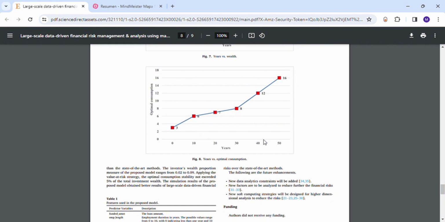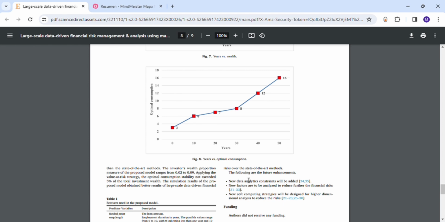We have the graphics here than the state-of-the-art methods. The investor's well-proportioned measure of the proposed model ranges from 0.02 to 0.09. Applying the value at risk strategy, the optimal consumption stability does not exceed 5% of the total investment wealth. The simulation result of the proposed model obtained better results of large scale driven financial risk over the state-of-the-art methods.